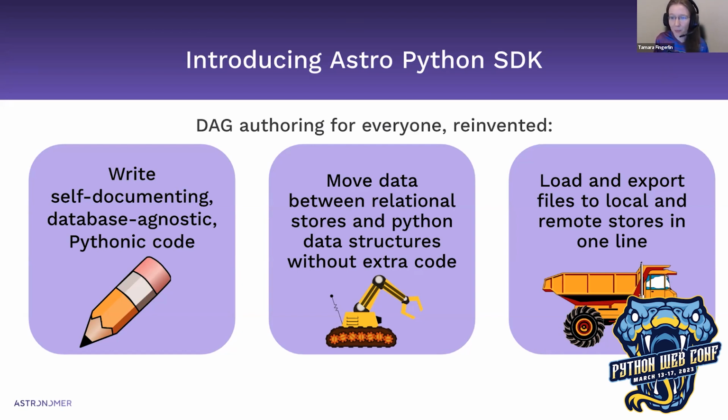And lastly, whenever you want to load a file, either from local or remote storage, or export a file, for example, you have a CSV file in an S3 bucket and you want to load it into your Postgres database, this should not be painful. You should not need to think about, okay, how does this specific database handle this specific file type? What do I need to define? This should be possible in one line of code.